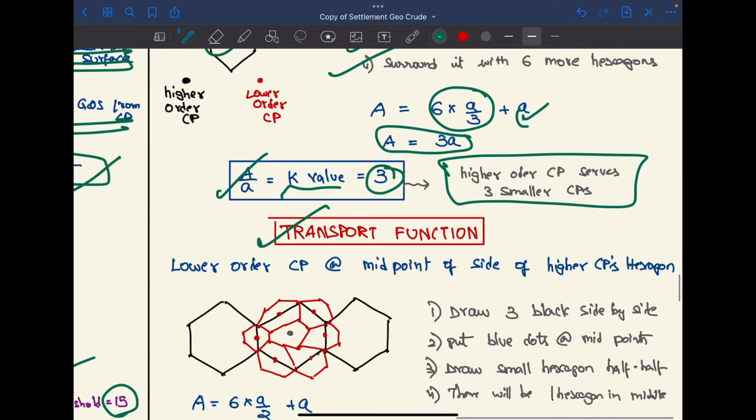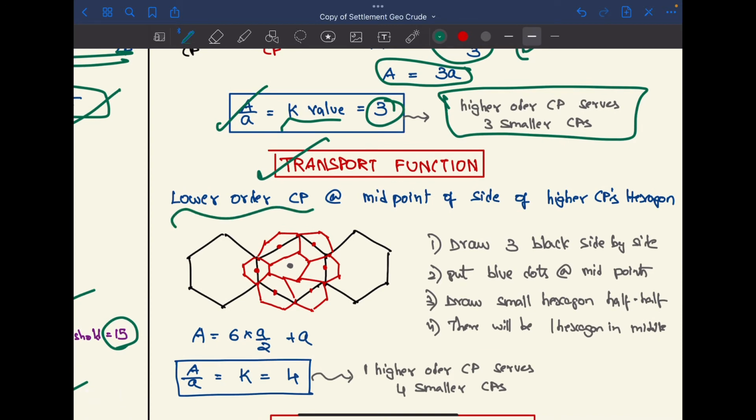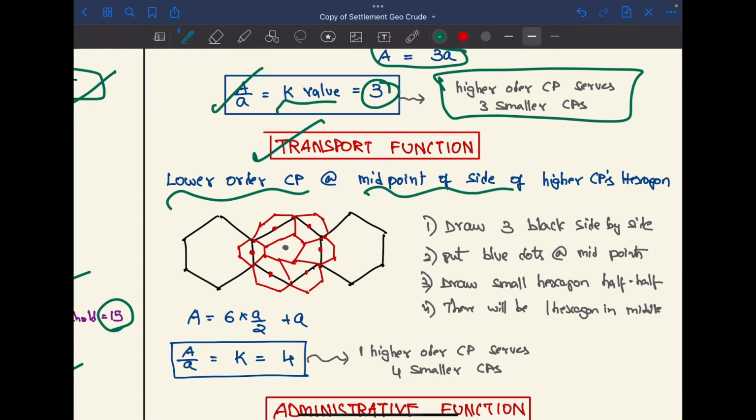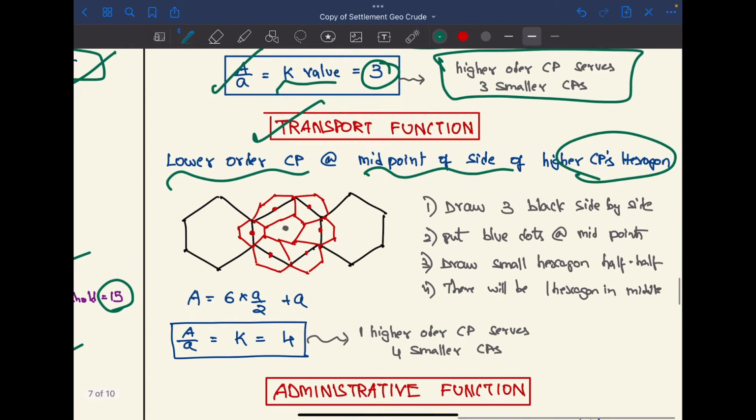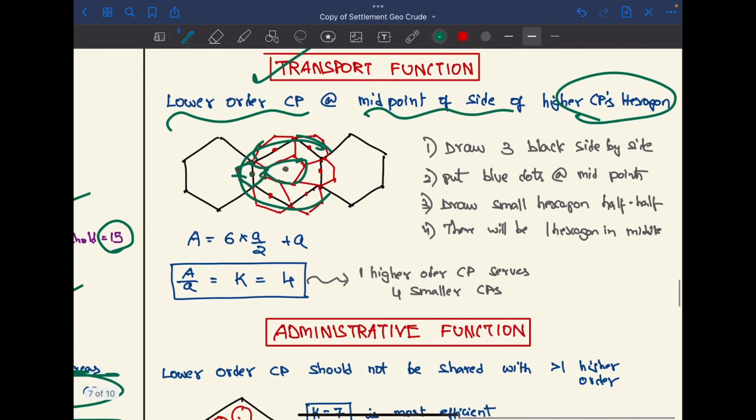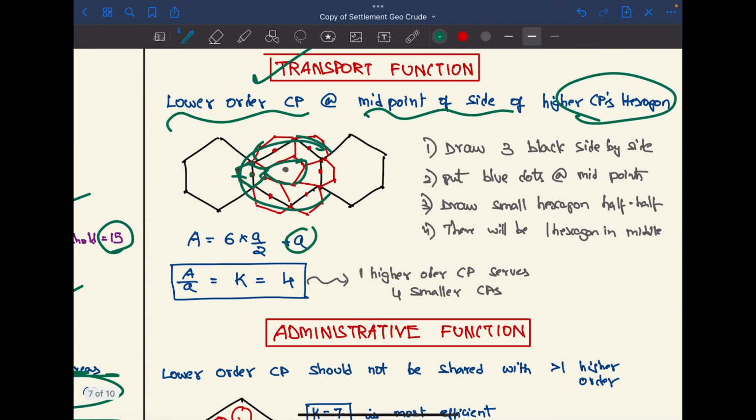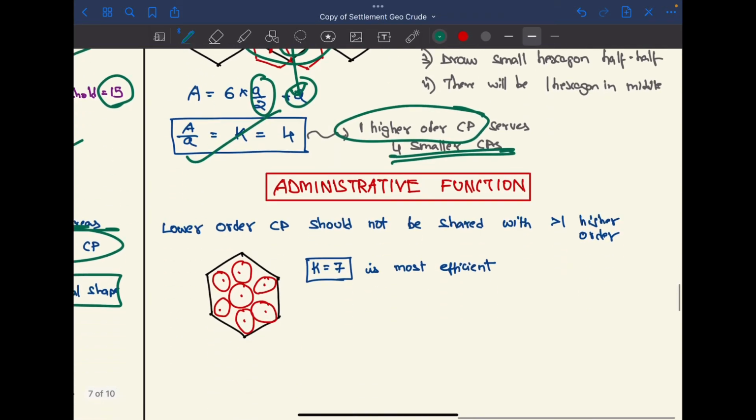Next, we have the transport function. For this, the lower order central place must be at the midpoint of the higher central place's hexagon. Therefore, first draw three hexagons side by side. Then put the point in the midpoint and draw the hexagon shared by these two. Draw the hexagon in the center and complete the hexagon figure. Here we have the one single one in the middle and six of them sharing half of their areas. Therefore, the k value will be 4. Therefore, one higher order central place will serve 4 small central places.